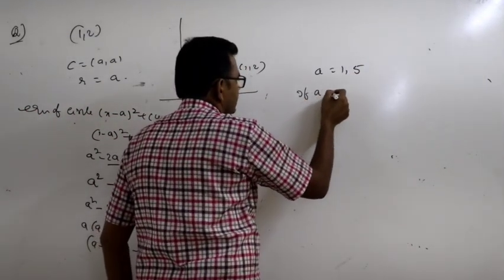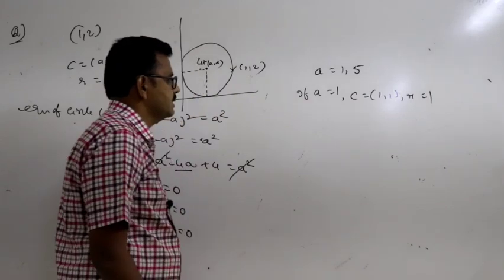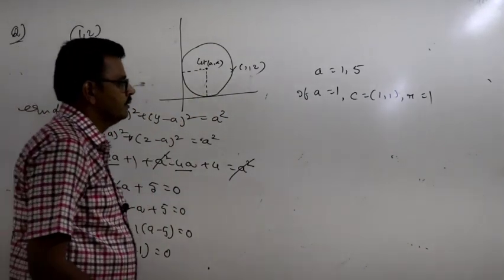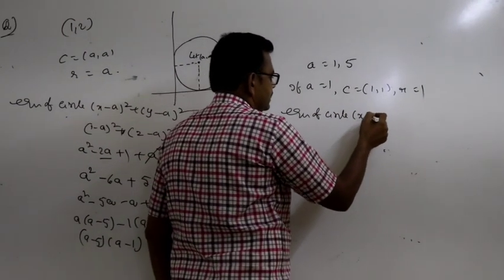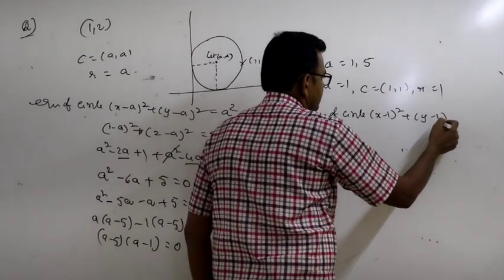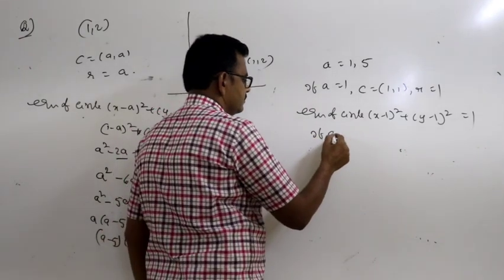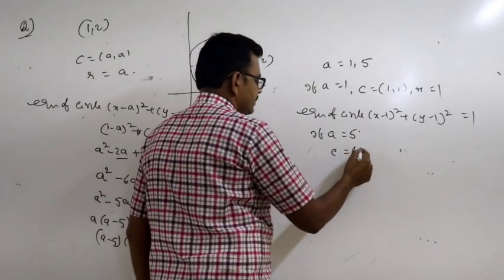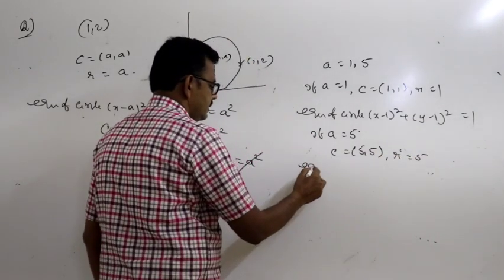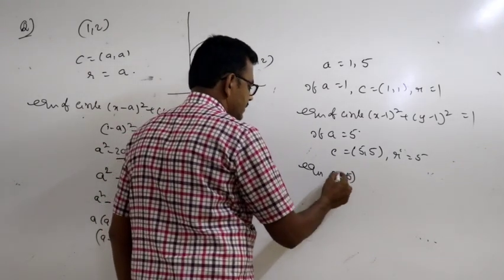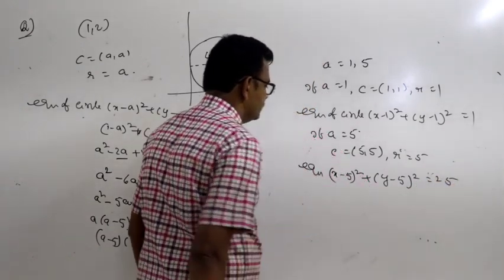If a is equal to 1, then center is 1, 1, radius is 1. Then the equation of the circle is x minus 1 whole square plus y minus 1 whole square equal to 1. If a is equal to 5, center is 5, 5, radius is 5. Then the equation of the circle is x minus 5 whole square plus y minus 5 whole square is equal to 25.